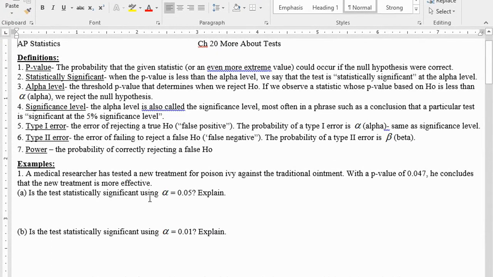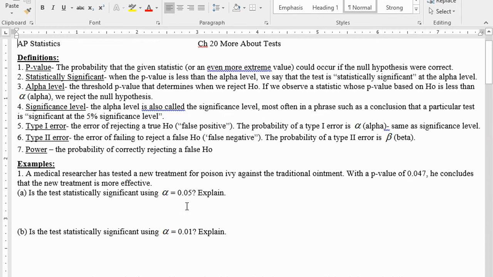So first, let's go ahead and just start with an example about being statistically significant or not. So let me remind you, statistically significant means that your p-value is less than the alpha level / significance level. So when your p-value is less than the significance / alpha level, then you reject the null hypothesis and your results are significant.